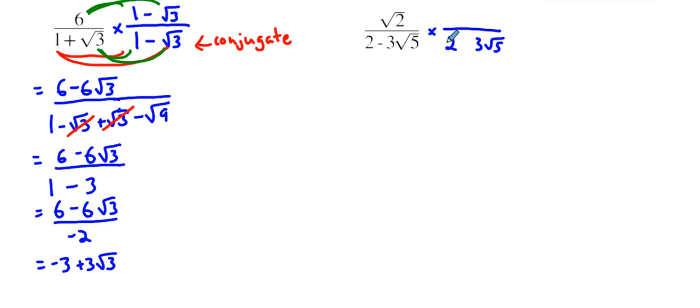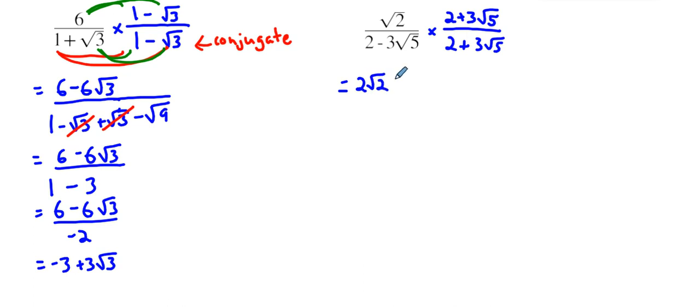I see it's negative, so I want to multiply by the conjugate of that. So that'll be 2 plus 3 root 5. And I'll multiply top and bottom, so this fraction has a value of 1. I'm not changing the size of the fraction, just changing what it looks like. And then we're going to distribute.